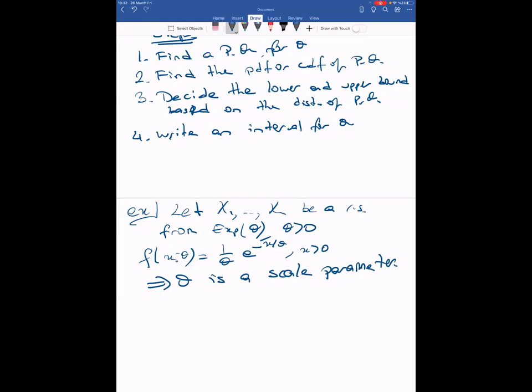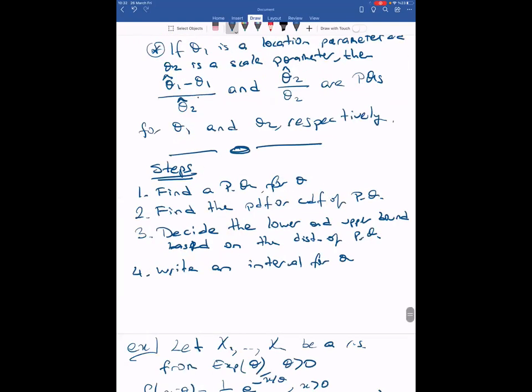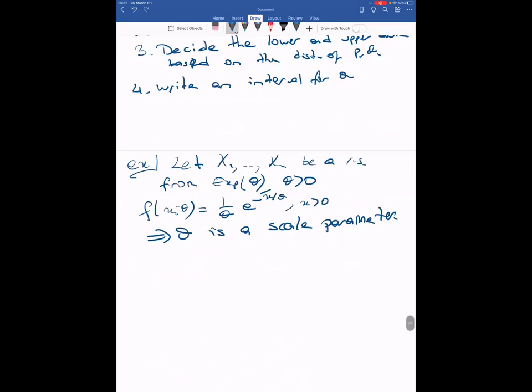Okay, so after that, actually, let me write a step 0. Decide on the type of the parameter: location or scale. Okay, so first step done.